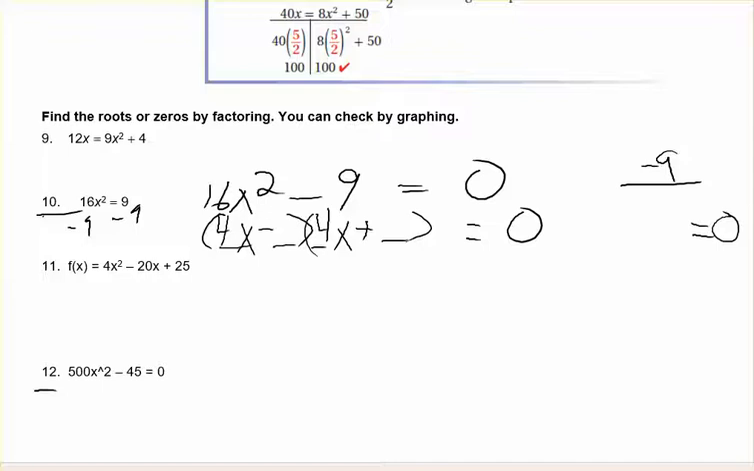Now in 12, it's already solved for 0. It's already got everything on one side, but we need to factor this first. It'll be a much easier problem if you figure out what you could take out of every term. What is the greatest common factor?